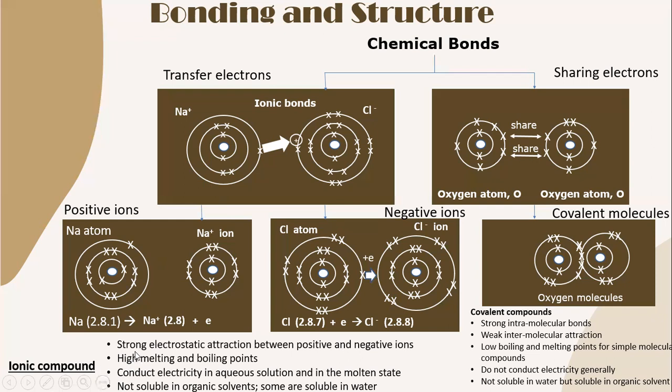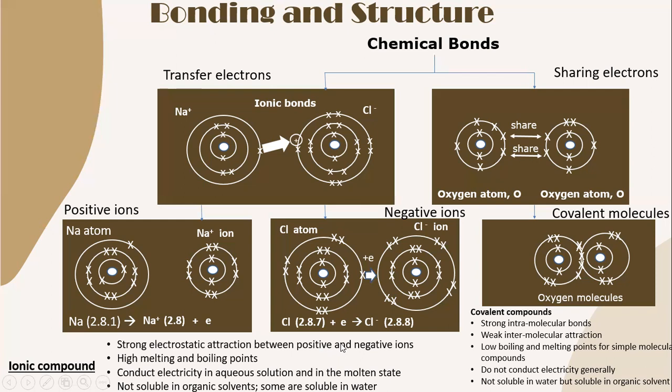So let's look into the ionic compound, where the properties are a strong electrostatic attraction between the positive and negative ions, high melting and boiling points, and conduct electricity in aqueous solution and in the molten state, not soluble in organic solvent. Some are soluble in water.